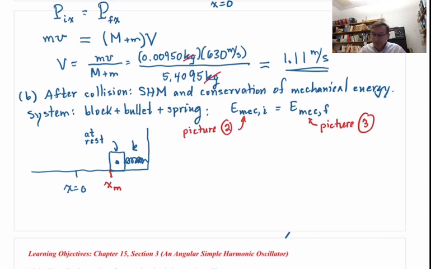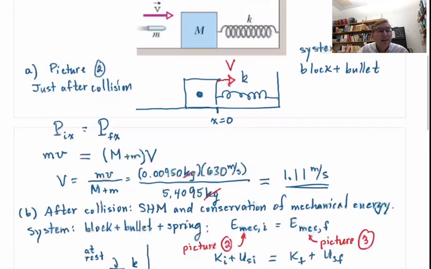Okay, so let's now apply E mech initial equals E mech final, and I want to see you be able to do it this way. For E mech initial, I'll write that as K initial plus U spring initial, and apply that to picture 2. For E mech final, I'll write K final plus U spring final, and I'll apply that to picture 3. Let's make sure you can remember picture 2. It's right there.